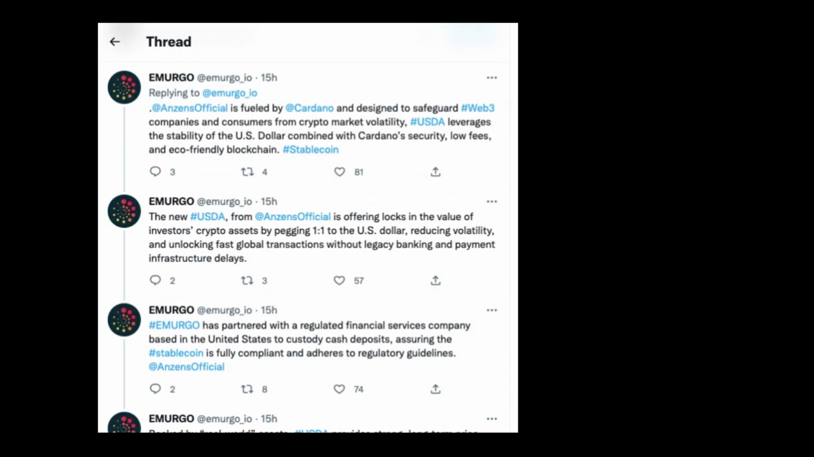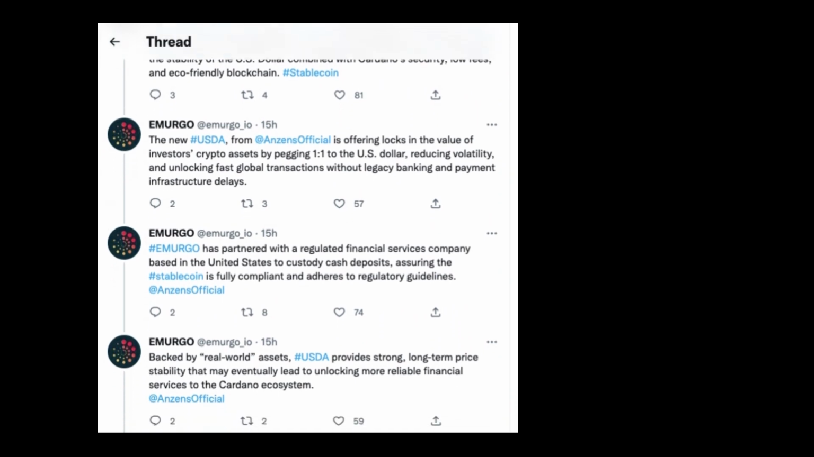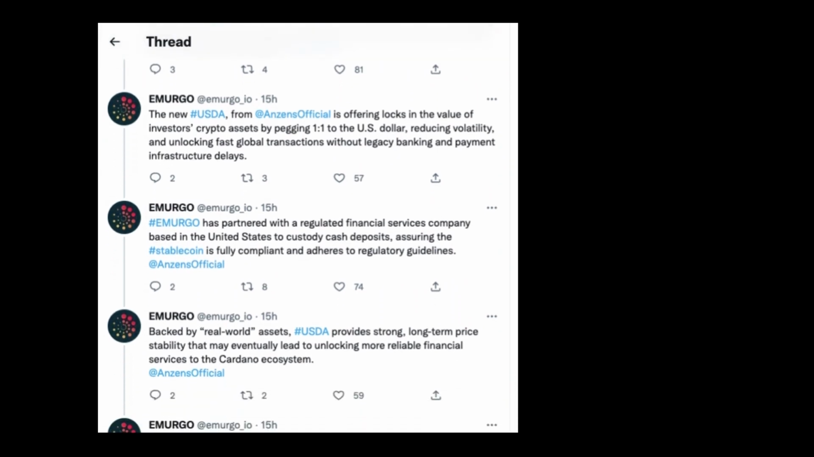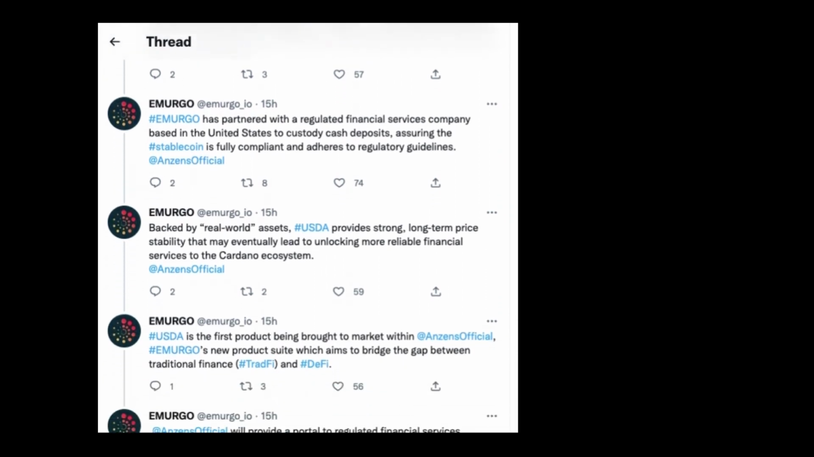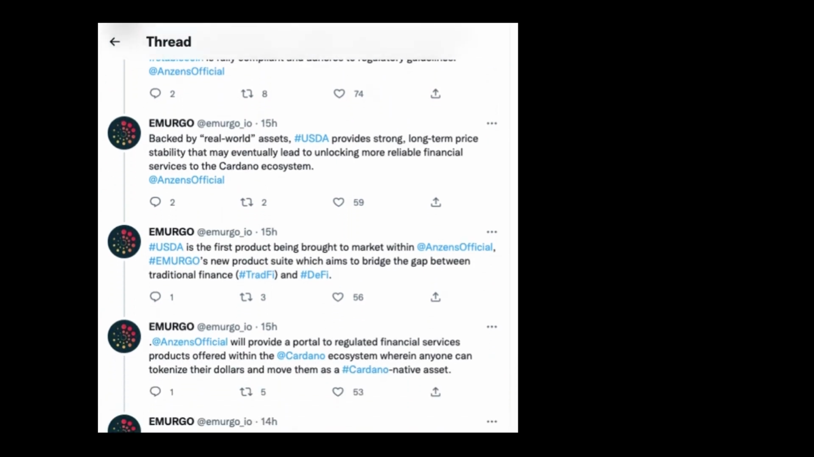The new USDA, from Anzens, locks in the value of investors' crypto assets by pegging 1:1 to the US dollar, reducing volatility, and unlocking fast global transactions without legacy banking and payment infrastructure delays. Emurgo has partnered with a regulated financial services company based in the United States to custody cash deposits, assuring the stablecoin is fully compliant and adheres to regulatory guidelines. Backed by real-world assets, USDA provides strong, long-term price stability that may eventually lead to unlocking more reliable financial services to the Cardano ecosystem.